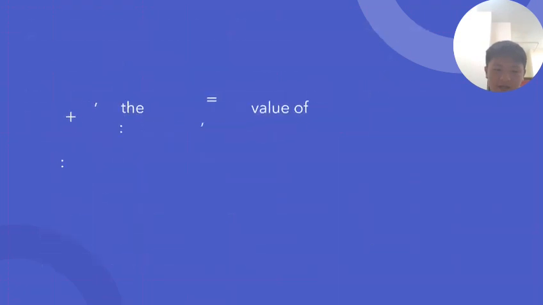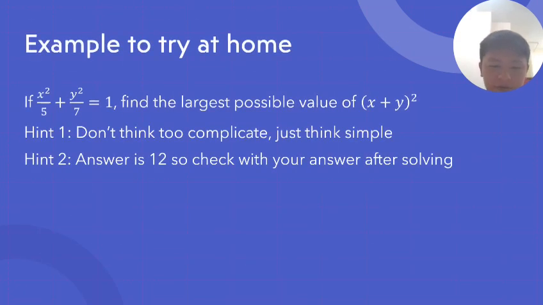So this is an example that I want you guys to try at home. For the first approach, you don't need to think too complicated, just think simple and do it as simply as you can. If you still cannot find the answer, I can give you the answer, which is 12, so that you can check your answer after solving. You can try different methods, and then see if your answer is 12 or not, so that you can check if you're right or wrong and revise it.